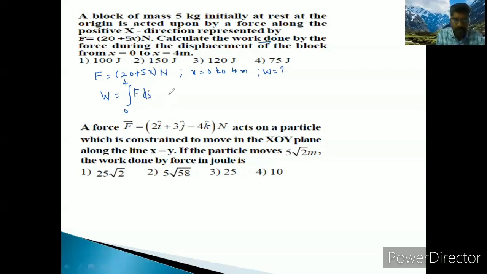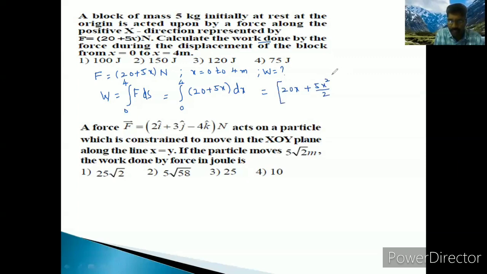Now, how do we calculate the integration from 0 to 4? The F value is 20 + 5x into dx. In the place of ds, they gave the distance as x, so we write dx. After integration, 20 will come out as 20x, plus 5x square by 2 will give this integration.